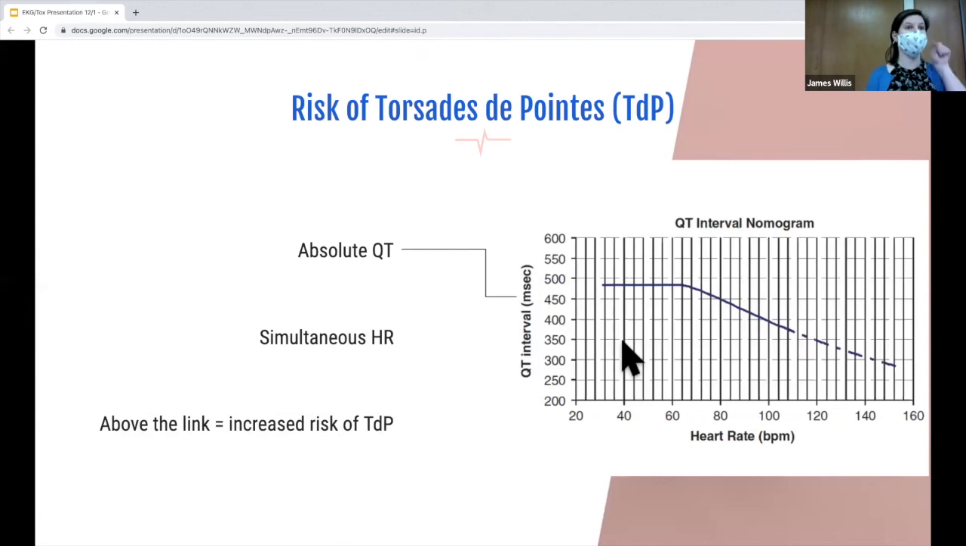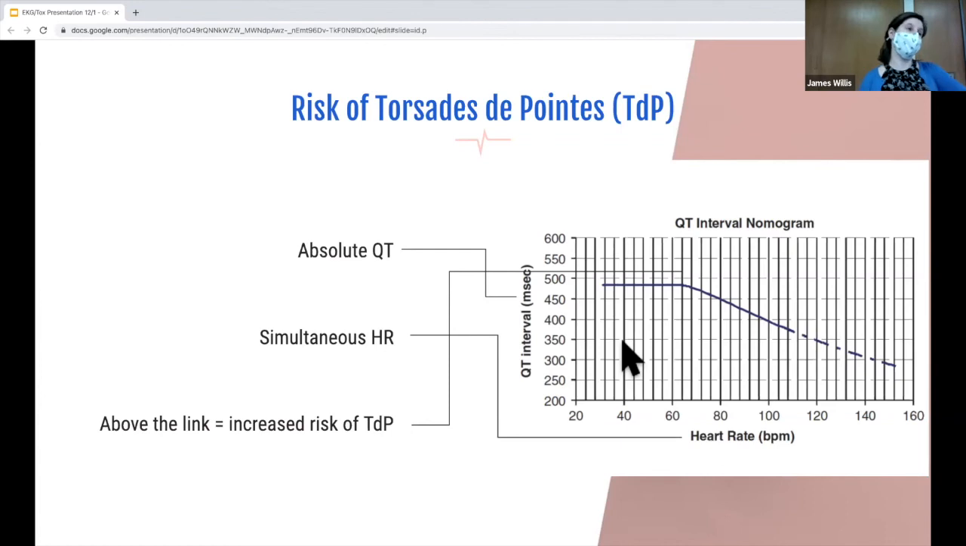So this is you measuring it yourself, not looking at what the computer says. Then you take the heart rate on that same EKG. And if they are above the line, they are considered to have an increased risk of torsade. And as you can see, the risk changes with the heart rate.